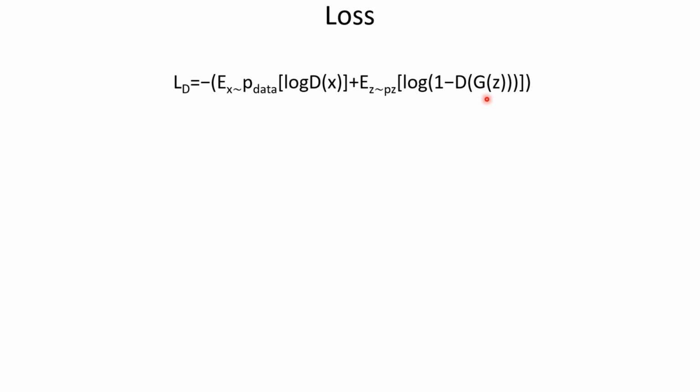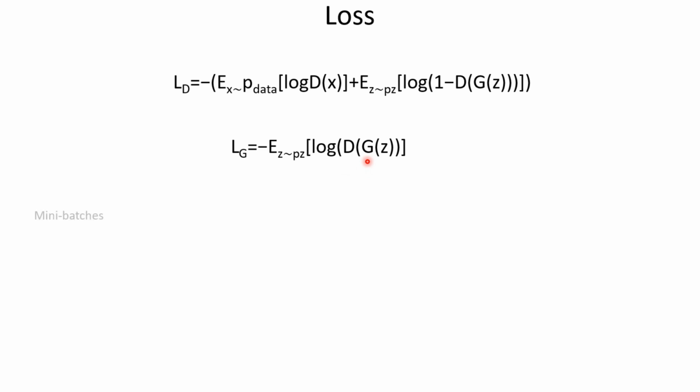On the other hand, the generator's loss focuses on minimizing the term related to D of G of Z, indicating that on average, the generator aims for the discriminator to classify its generated data as real. Consequently, if D of G of Z approaches 1, the generator loss decreases. This dynamic encourages the generator to produce increasingly realistic data that can successfully deceive the discriminator.